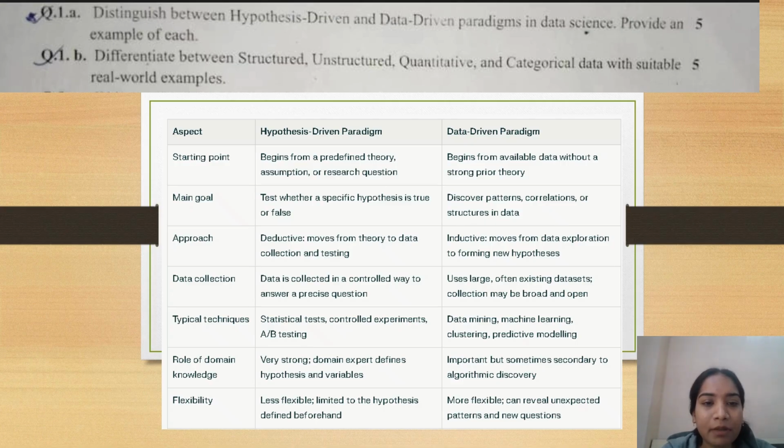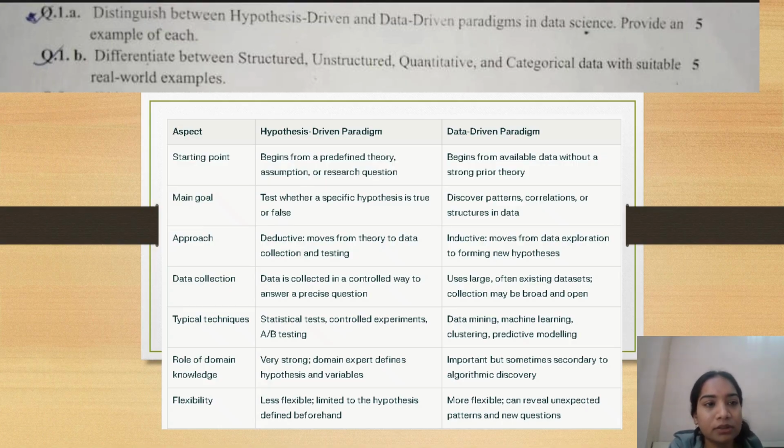For example, for data driven are Amazon's system recommending products, Netflix discovering new user viewing segments, and detecting fraud from credit card transactions. Also clustering customers for marketing and predicting traffic patterns using Google Maps. In short, hypothesis driven starts with a question, while data driven starts with the data itself.